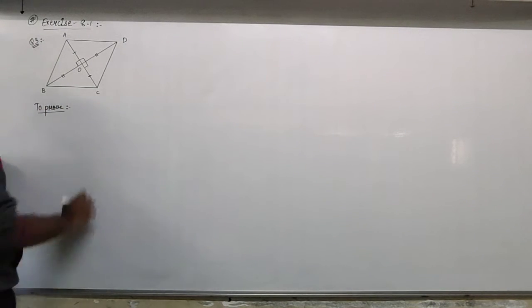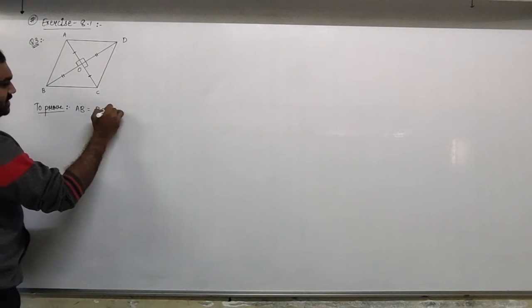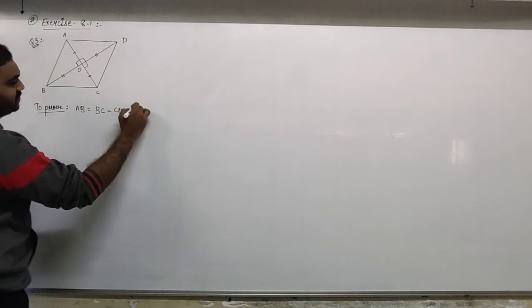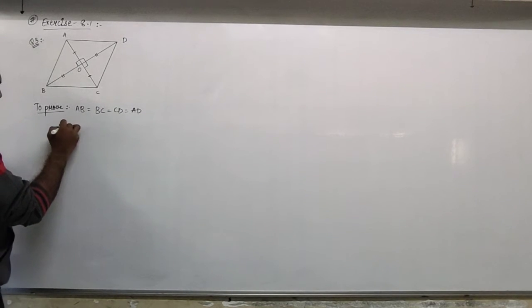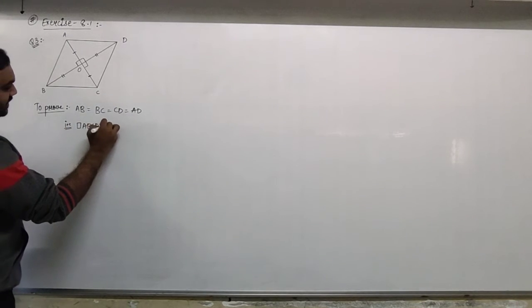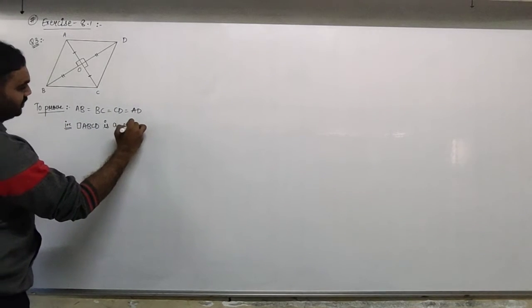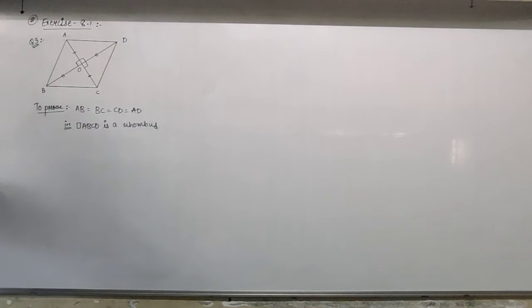In short, we prove that AB is equals to BC is equals to CD is equals to AD. Then this rhombus will be proved. That is, quadrilateral ABCD is a rhombus. Let us see the proof.